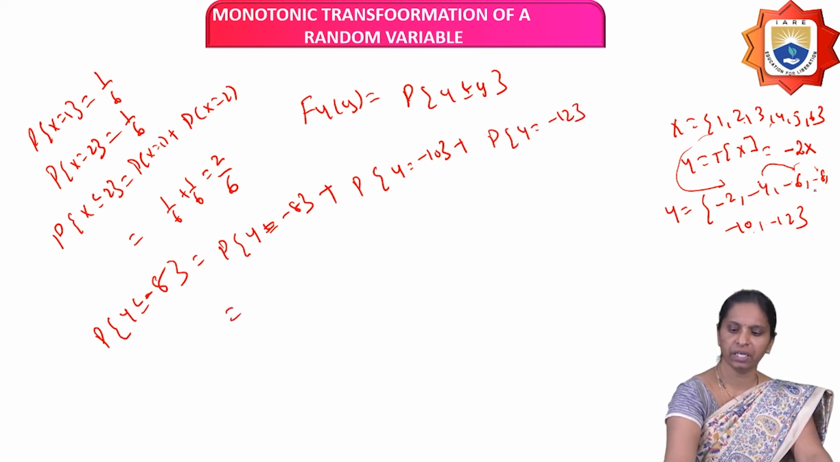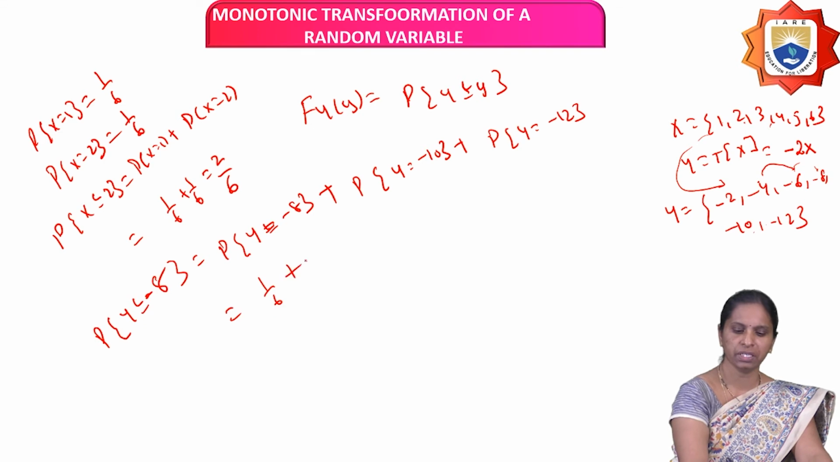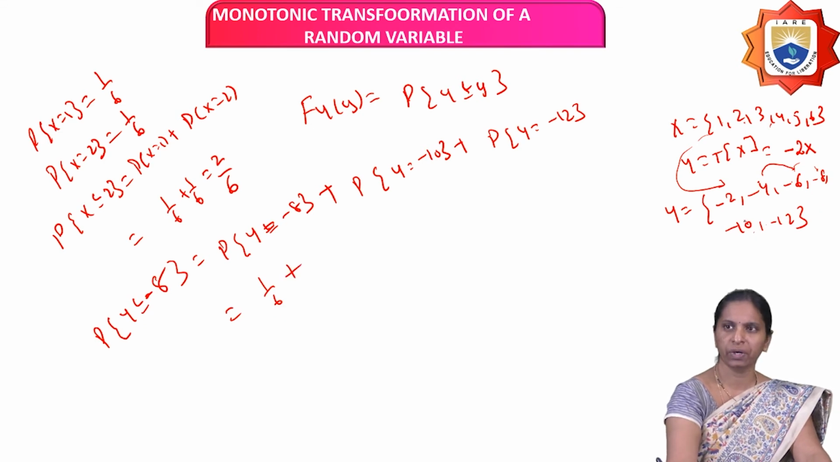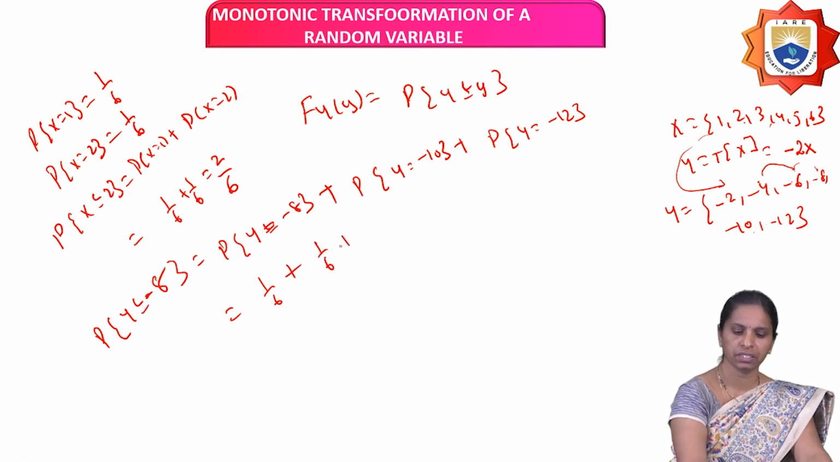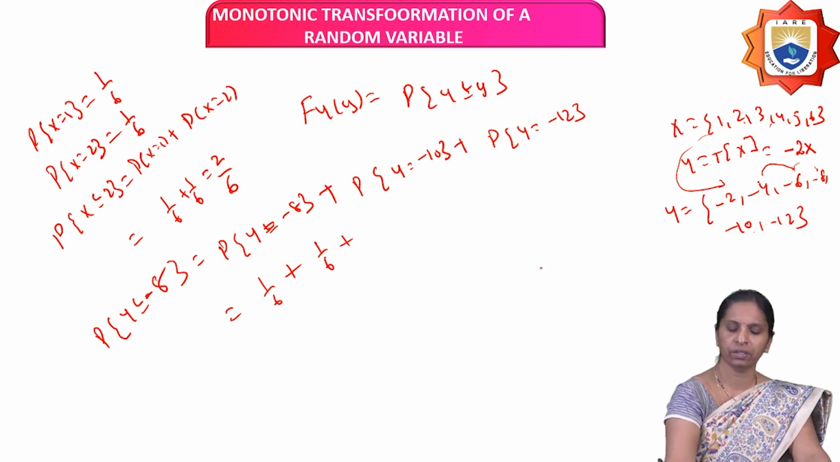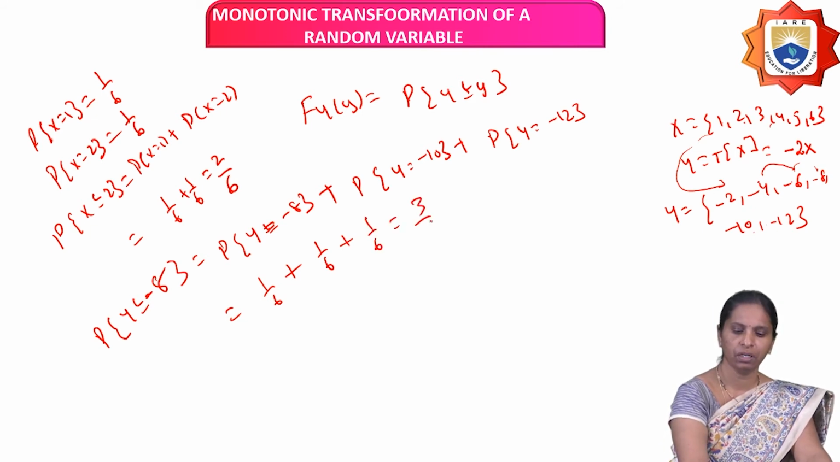So what is the probability that Y equals minus 8? Only one occurs out of a total of 6, therefore 1 by 6. Plus the probability that Y equals minus 10, which is 1 by 6, and the probability that Y equals minus 12, which is 1 by 6. Altogether that is 3 by 6.